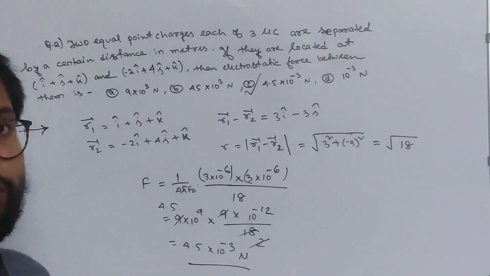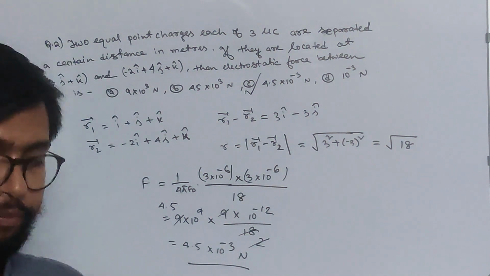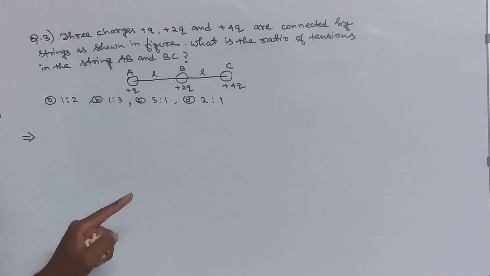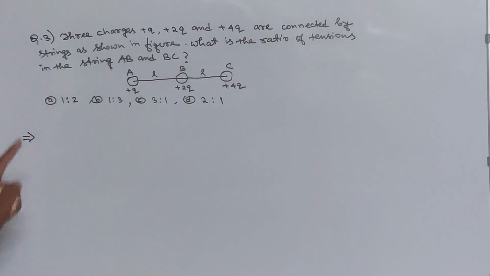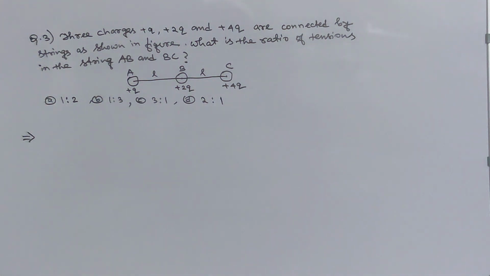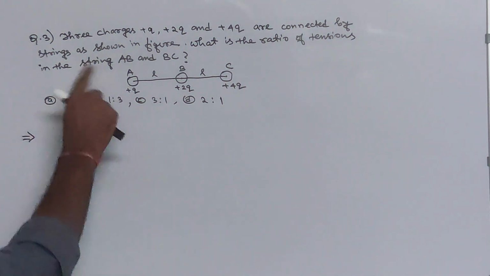Okay. Let's move to the next question, that is question number 3. The question number 3 is: 3 charges plus Q, plus 2Q and plus 4Q are connected by strings as shown in this figure. What is the ratio of tension in the string AB and BC? Out of these 4 options, one is correct, and you have to tell which one is correct.